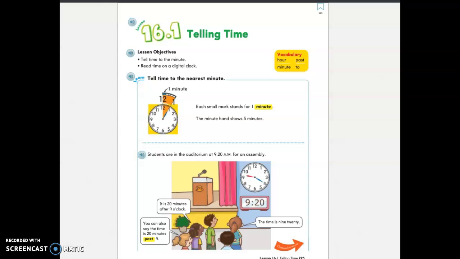So our lesson objectives today are going to be tell time to the minute and also to read time on a digital clock. We do have some vocabulary words. The words are hour, past, minute, and to.